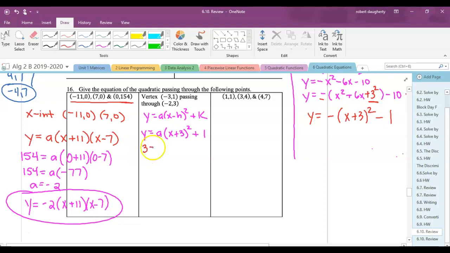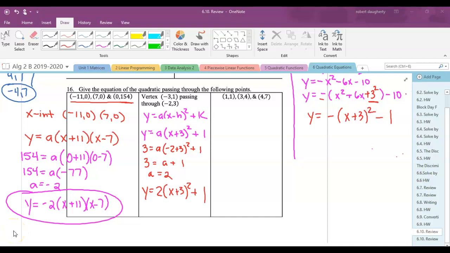So 3 has to equal a, negative 2 plus 3 squared plus 1. 3 is equal to, this is going to be a plus 1. So a is equal to 2 in this case. So this parabola is y equal 2, x plus 3 squared plus 1.